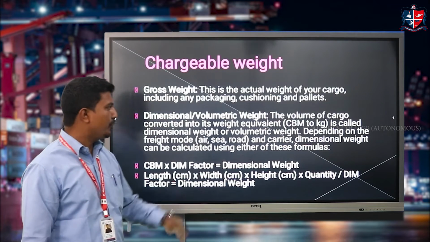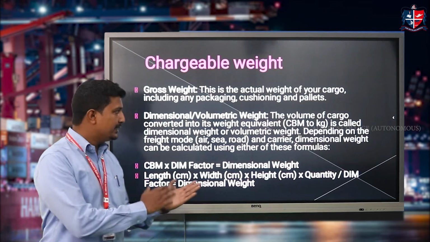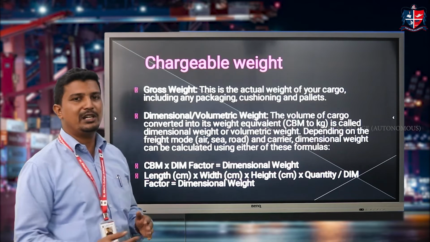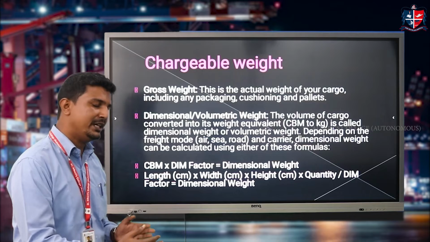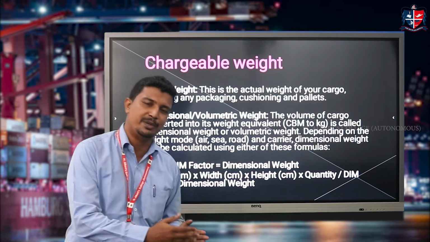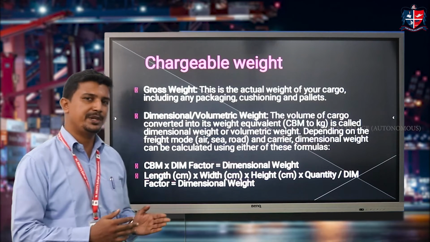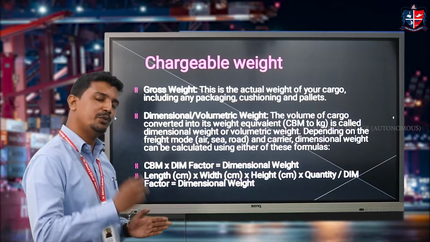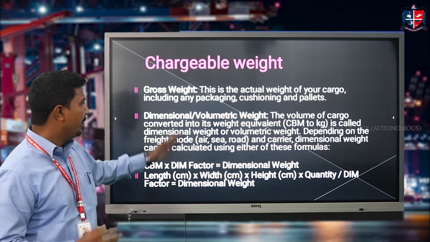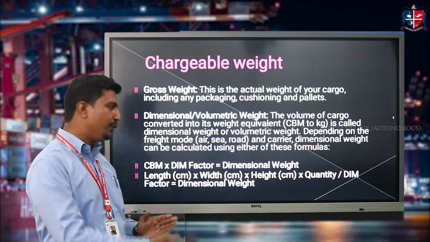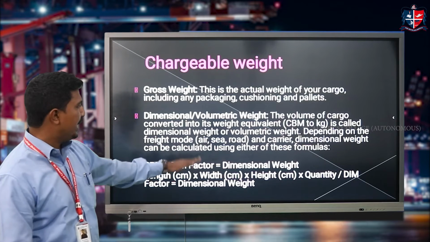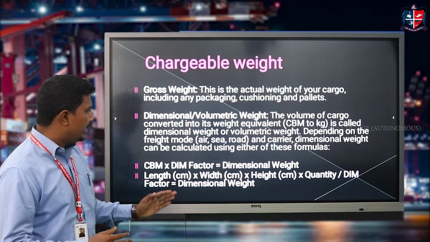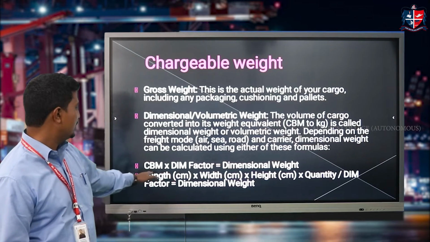And dimensional weight or volumetric weight, as we said, is the volume of the cargo converted into weight. We have a dimensional factor for sea cargo and a dimensional factor for air cargo. Each mode of transportation has a different dimensional factor. On the basis of that dimensional factor, we convert the volume into weight. Depending upon the freight mode, air, sea, or road, and the carrier, dimensional weight can be calculated using either of these formulas.